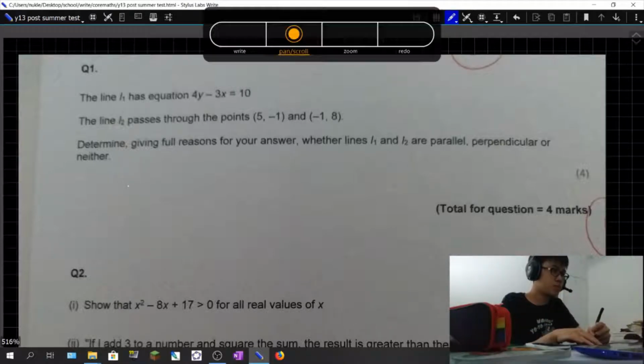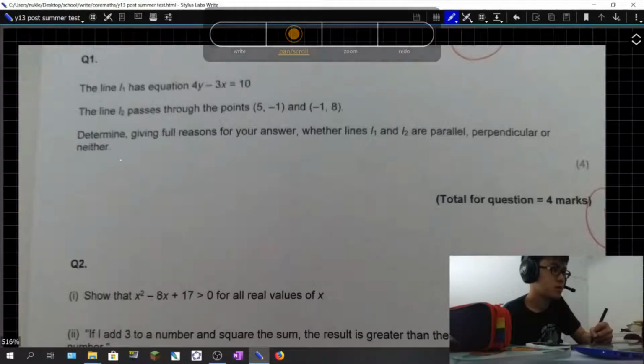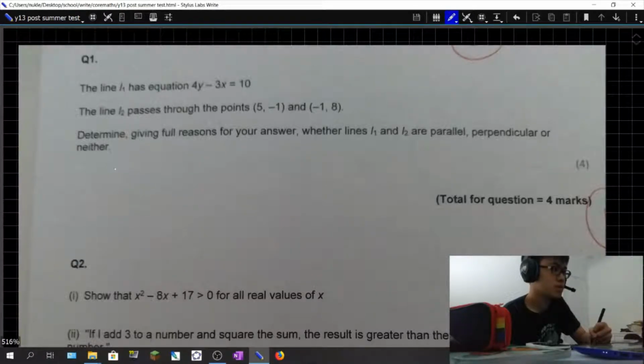So question 1. The line L1 has equation 4y minus 3x is equal to 10. We might want to first rearrange that before we do anything else. Before we do any calculations, just rearrange that into y is equal to something. So if 4y minus 3x is equal to 10, then you take this 3x, move it over there, make that plus 3x, and then you have just 4y on its own. So you divide everything by 4, that would be 3 over 4 x plus 10 over 4, which is 2.5 I believe, so 5 over 2.